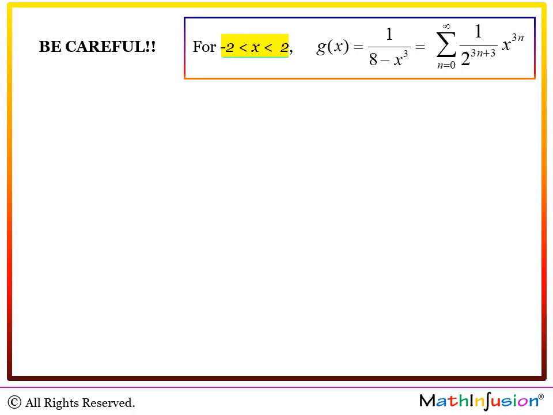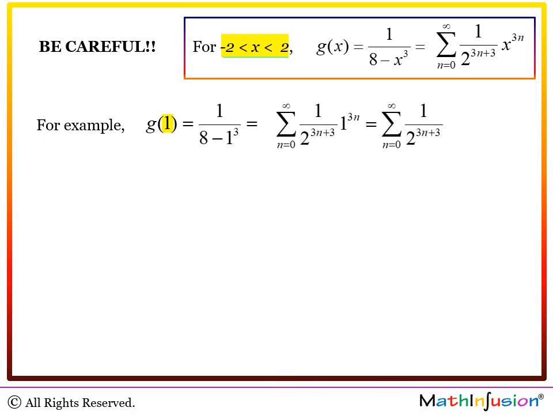Be careful. Let's observe our last example. We can substitute, for example, 1 for x to get g of 1, and if we replace x by 1 in the expansion as a power series, we will get g of 1 written as a series. Note that there are no x's in this one, so this is just a series, not a power series. We can also do the same if x is replaced by negative 0.1.